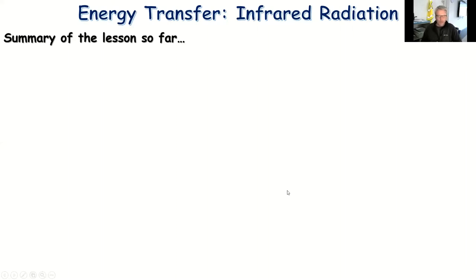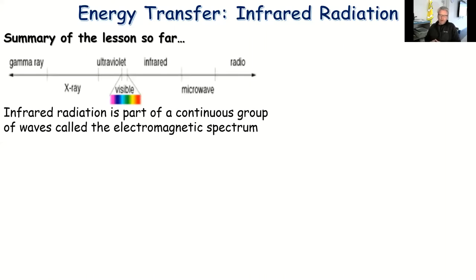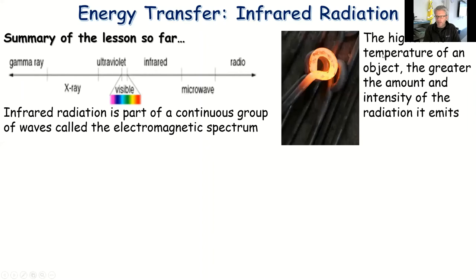Okay, so summarizing our key learning from the lesson so far. First thing, infrared radiation is part of a continuous group of waves called the electromagnetic spectrum. And there you see infrared at the top there, next to visible light, between visible and microwaves, part of a wider spectrum. The second thing, the higher the temperature of an object, the greater the amount and intensity of the radiation it emits. So you can see the red hot poker there. Clearly, the red hot end is much hotter than the dark end, which is cooler. And you can see that it's emitting a much higher intensity of radiation.